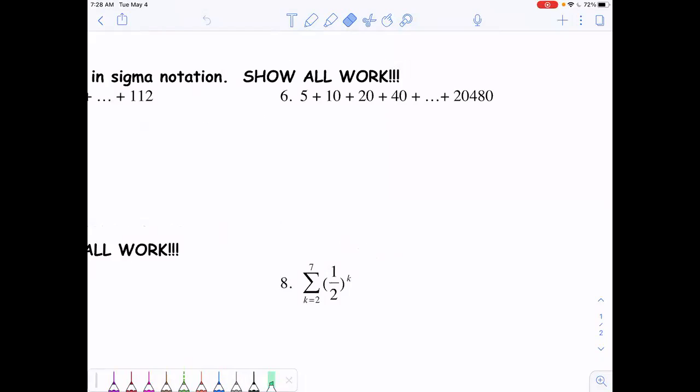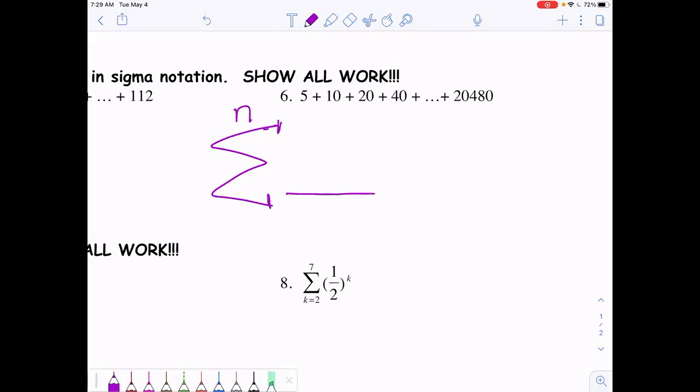When you're writing a sequence in sigma notation, we do still need to think about our series. We need to think about, is it arithmetic or geometric? The reason you have to decide that is because we also have to find out how many terms are in the series. When you write sigma notation, the number on top represents how many terms are in the series. So we have to figure that out. We also have to figure out the formula, which is why we need to know if it's arithmetic or geometric. So we can figure out that formula and then the number of terms.